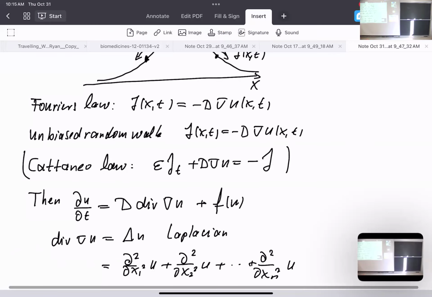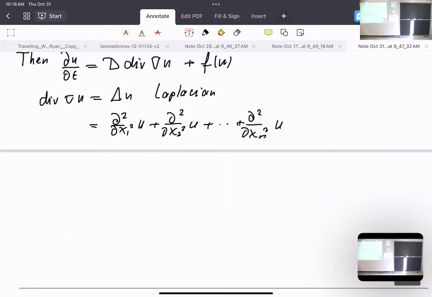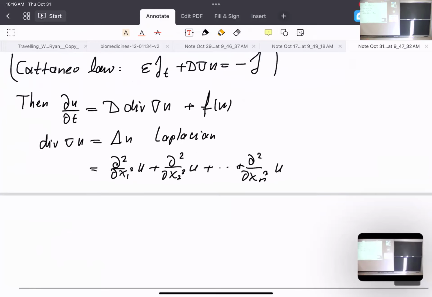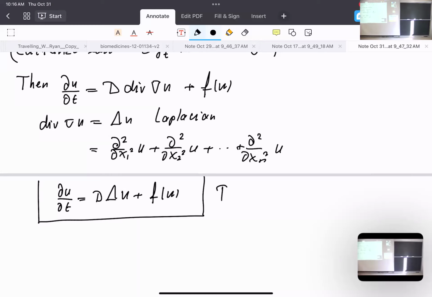All right, so then we get du by dt equals D Laplace u plus f of u. And this is the famous reaction diffusion equation I was looking for. Nice.